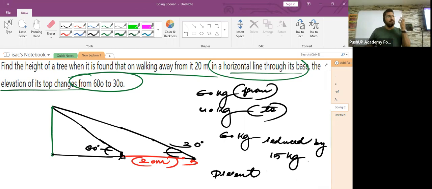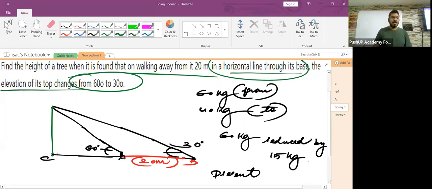Here, from 60 degrees the angle of elevation is becoming 30 degrees. So this is the figure. Let me label this point as C, this point as D. Then let me take AC as x.